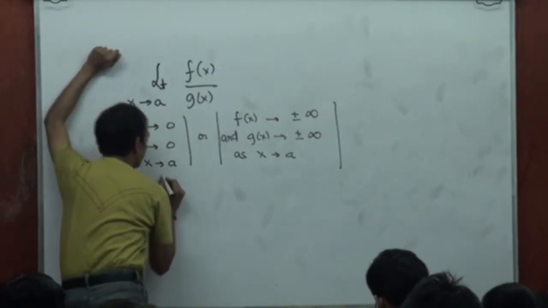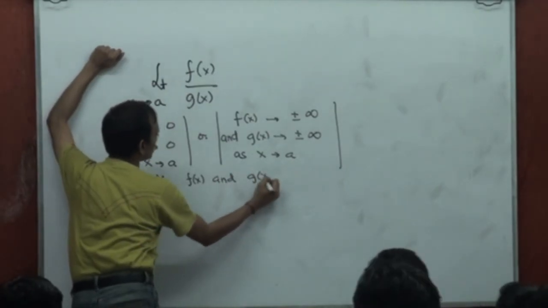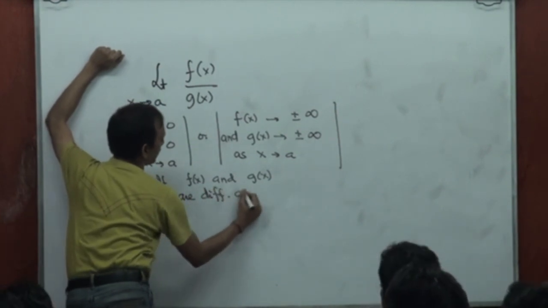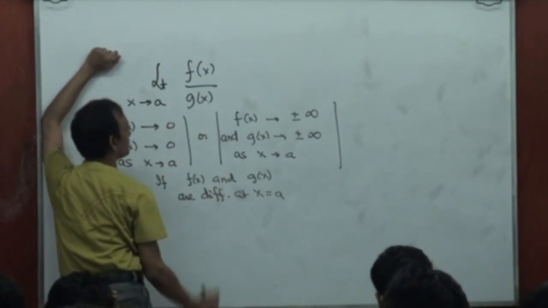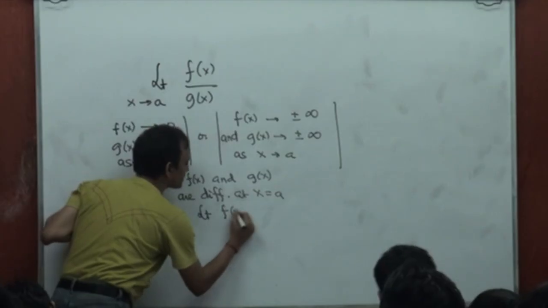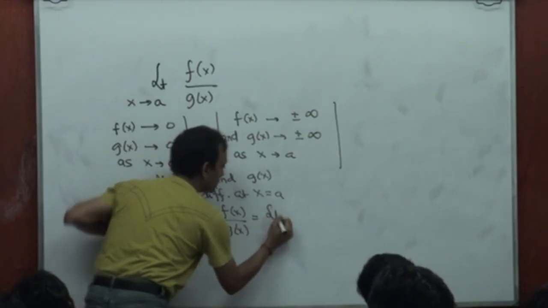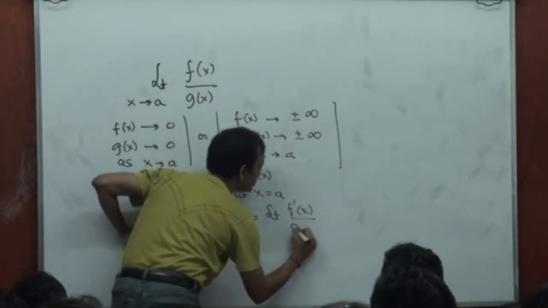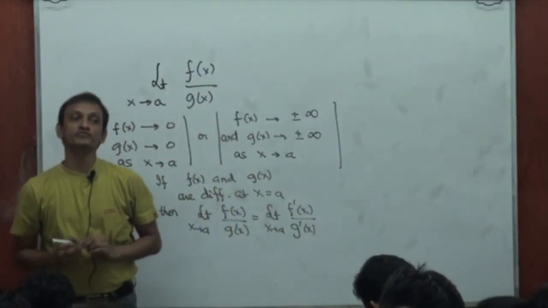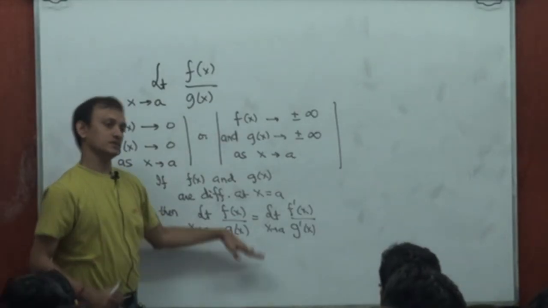Then if f(x) and g(x) are differentiable at x equal to a, then limit f(x) by g(x) as x tends to a is going to be limit f dashed x by g dashed x as x tends to a. That means you can differentiate the numerator and denominator as x tends to a and arrive at the limit.